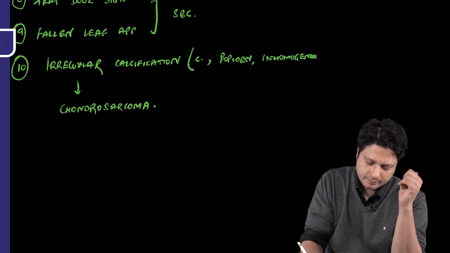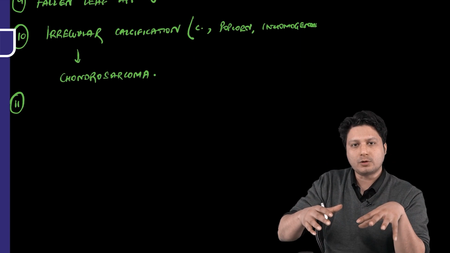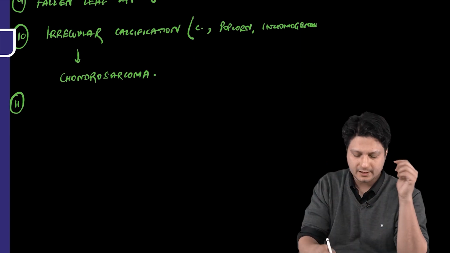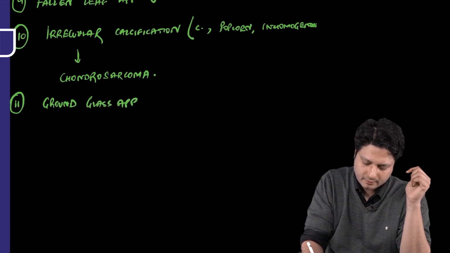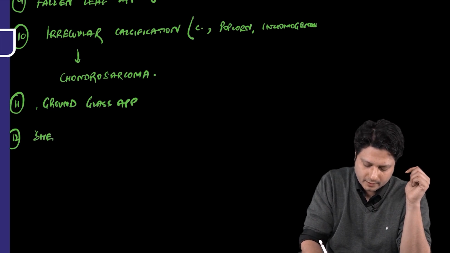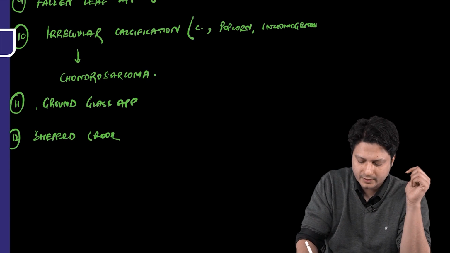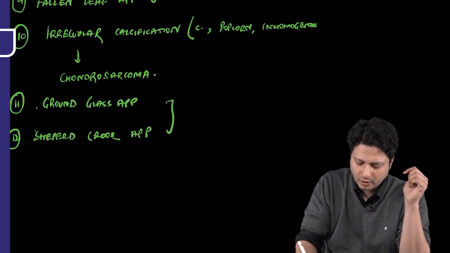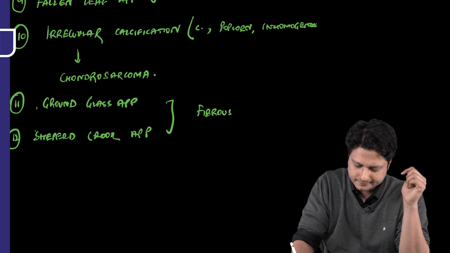chondrosarcoma. Apart from this, the named X-ray findings related to the bony destruction due to fibrous dysplasia are the ground glass appearance as well as the Shepherd's crook deformity. Now, what happens in Shepherd's crook deformity, you will come to know when we look at the X-rays. So this Shepherd's crook deformity as well as ground glass appearance, both of them are the features of fibrous dysplasia.